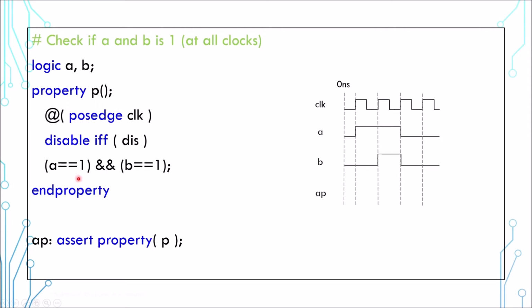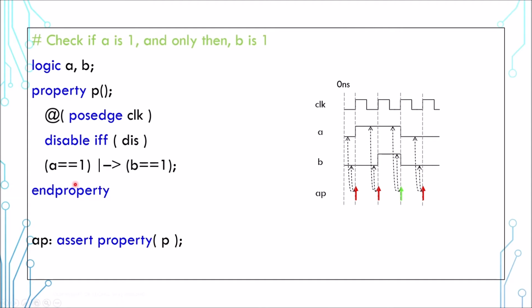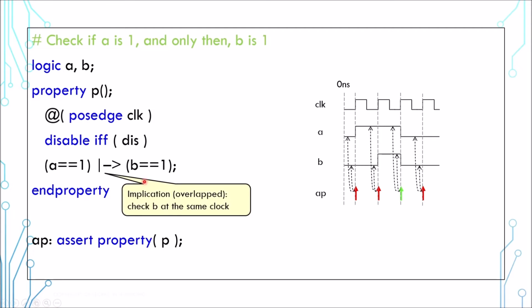This example is almost the same. It checks two variables A and B. A and B are 0 and 0 here, and it fails. 1, 0 and it fails. 1, 1 and it passes. And 0, 0 and it fails. This example is called overlapped implication, but never mind the name. Generally, this part is treated as a condition and this part is treated as an expectation.